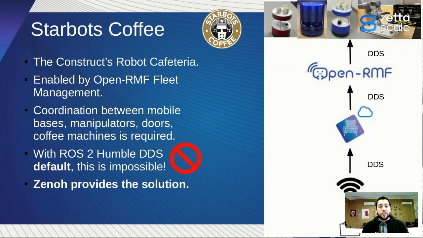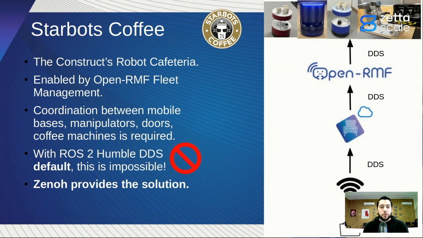So as you saw, there's a lot of robots in play here. So coordination between all robots is required and expected. This can be done with a single robot with a default off-the-shelf ROS2 Humble DDS configuration.